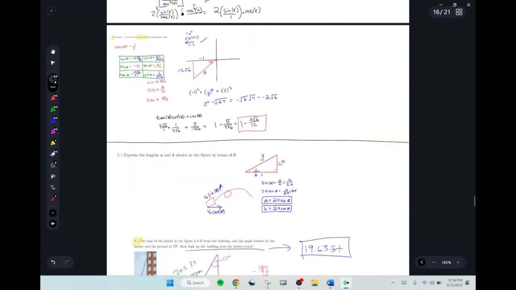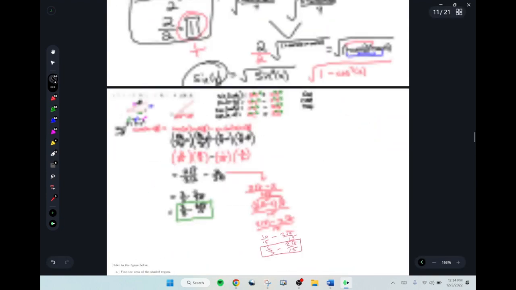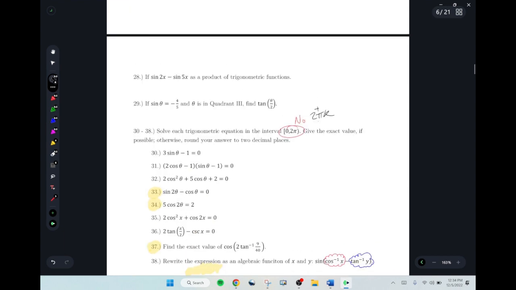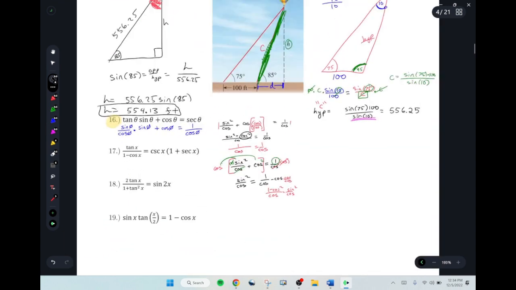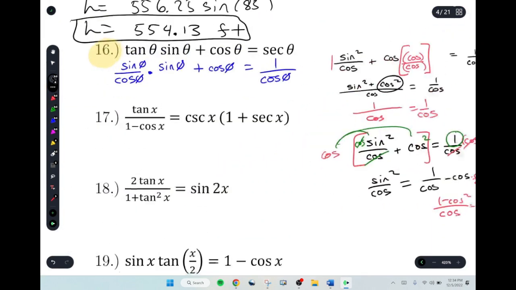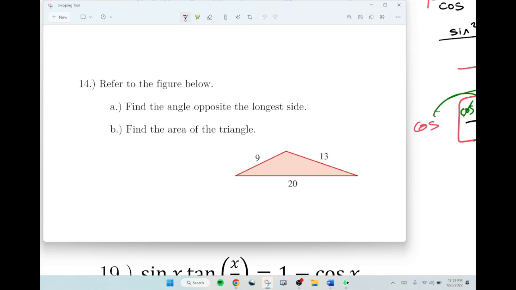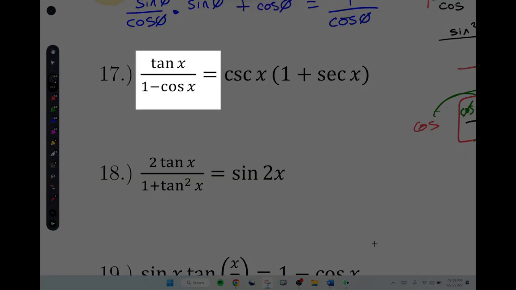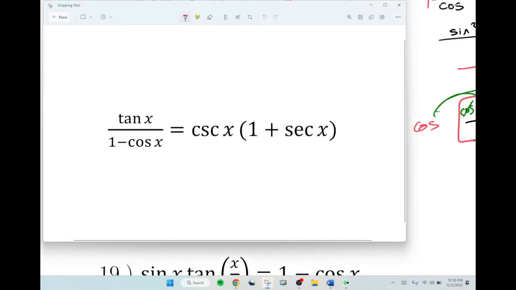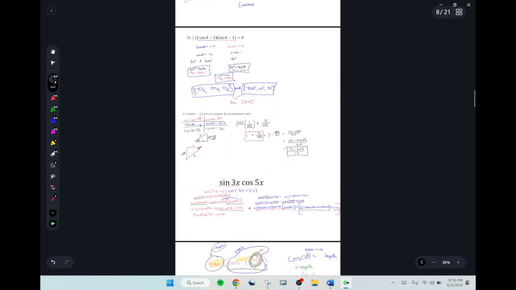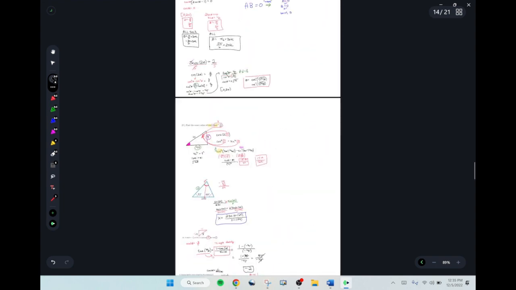Number 17. 17. Going up, going up, going up. Heck yeah, we can do 17. That looks so fun. I see two ways to do 17, just off the bat. I don't think either one of them is superior.